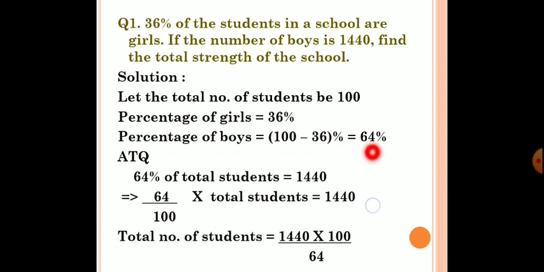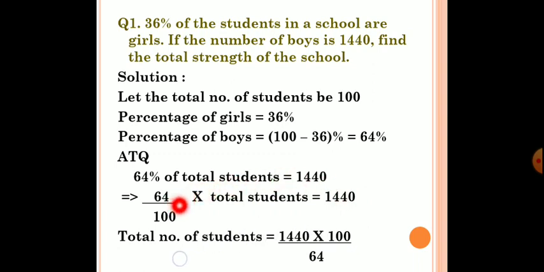And it is said that the number of boys is 1440. So can we say that 64% of the total strength is 1440? According to the question, we'll write the equation as 64% of total students is equal to 1440. So 64% can be written as 64 by 100 into total students is equal to 1440.